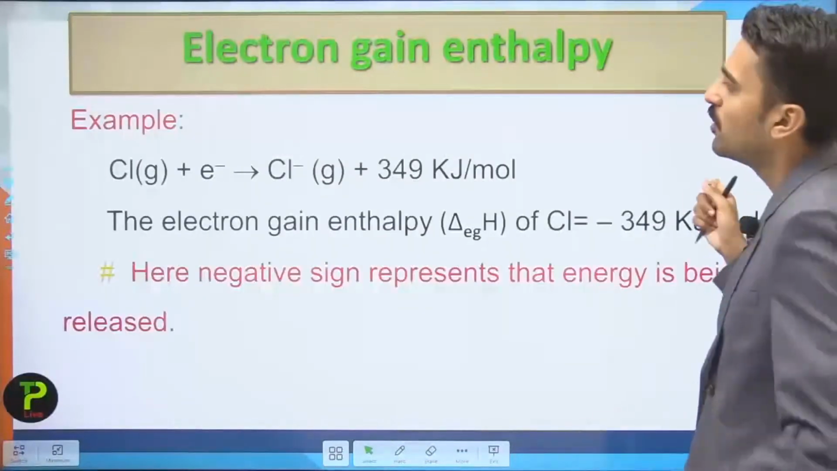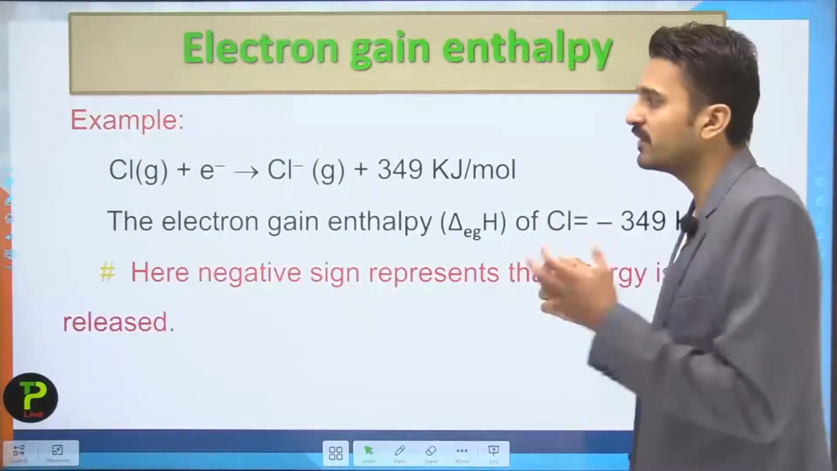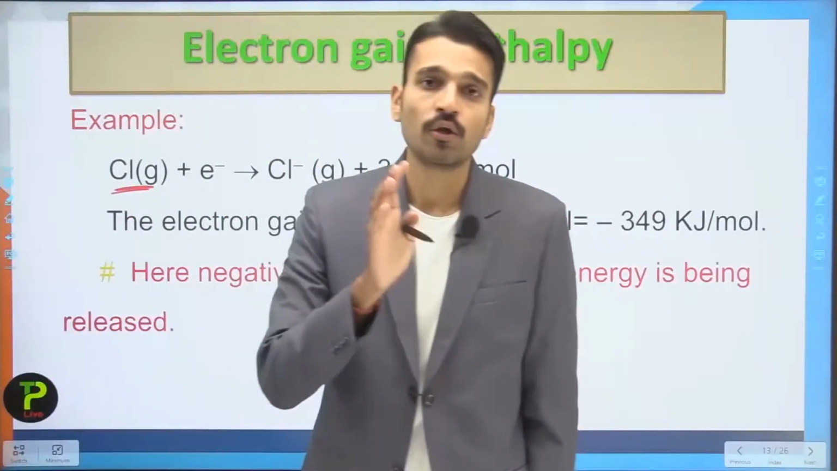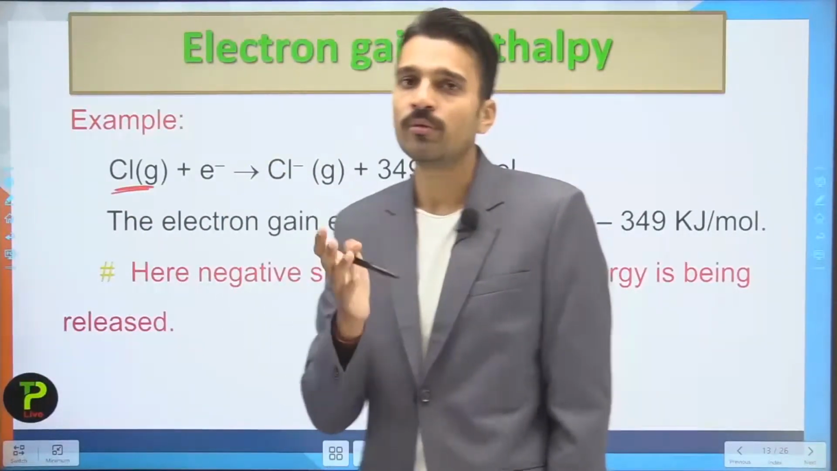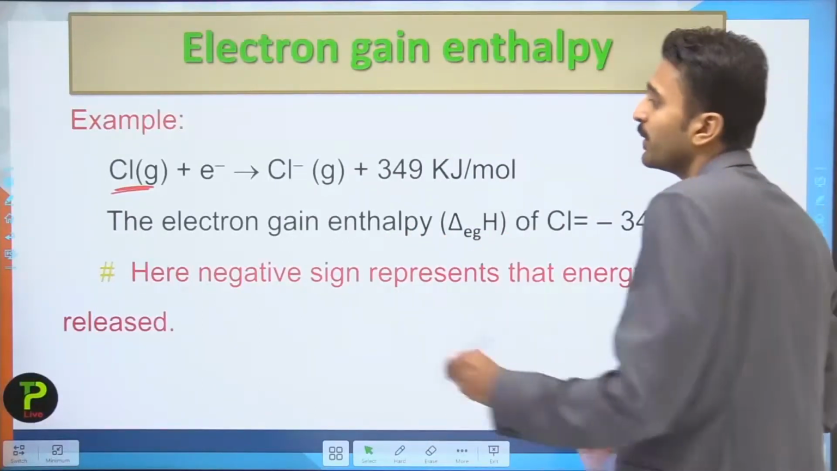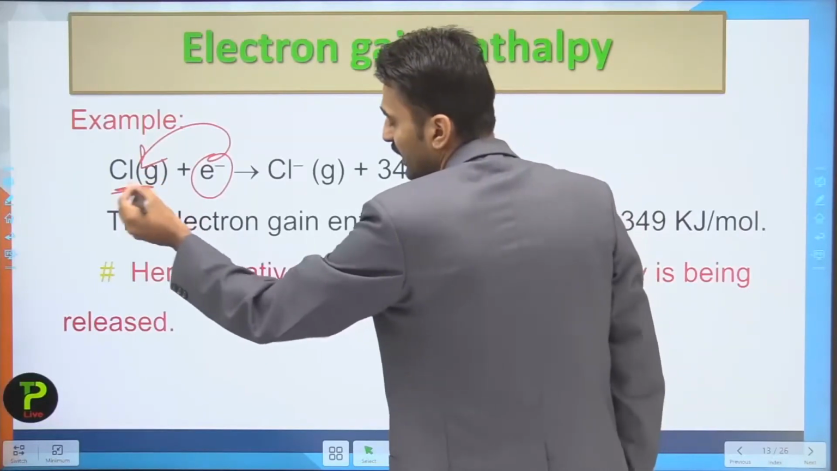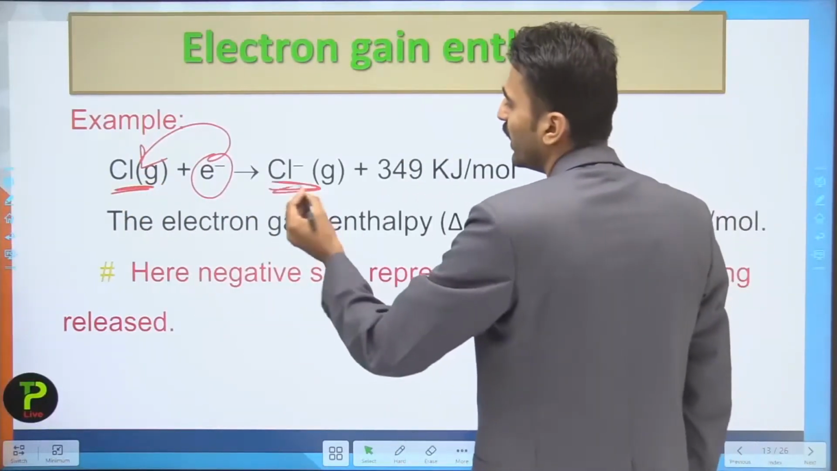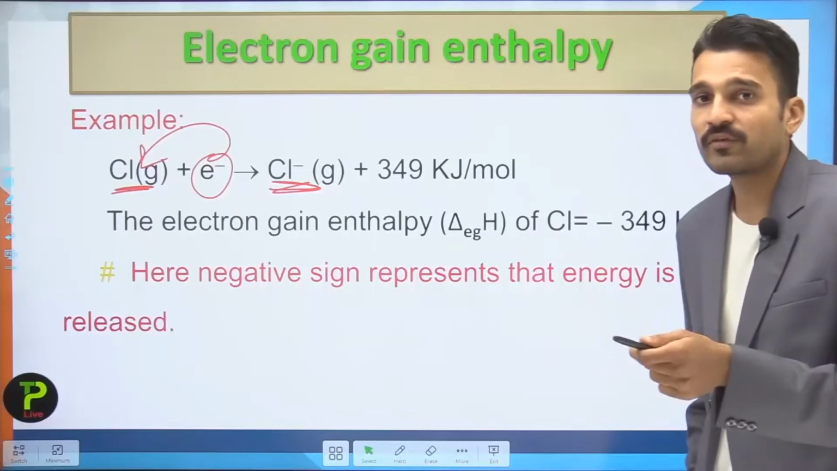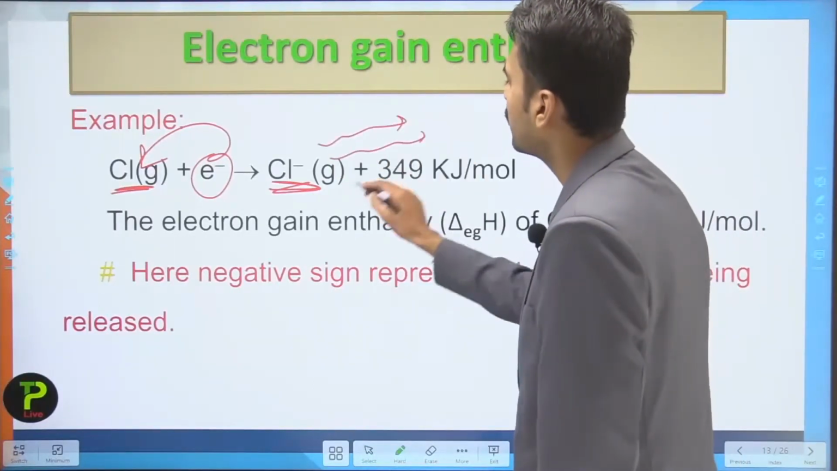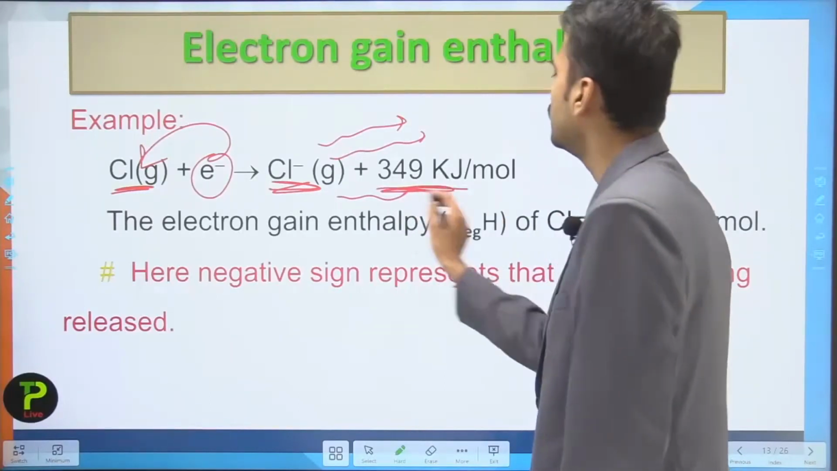Students, moving on to the electron gain enthalpy examples. Here you see chlorine, which is a non-metal. Non-metals are deprived of electrons. So when we give one electron to this chlorine atom in the gaseous state, it forms a chloride ion. And in the process of formation of the chloride ion, it releases a certain amount of energy. What is the value of that energy? That is 349 kilojoules per mole.